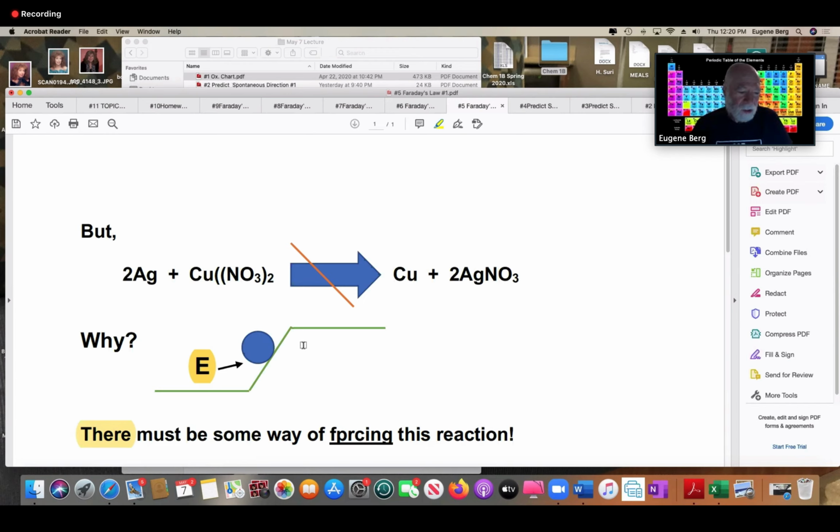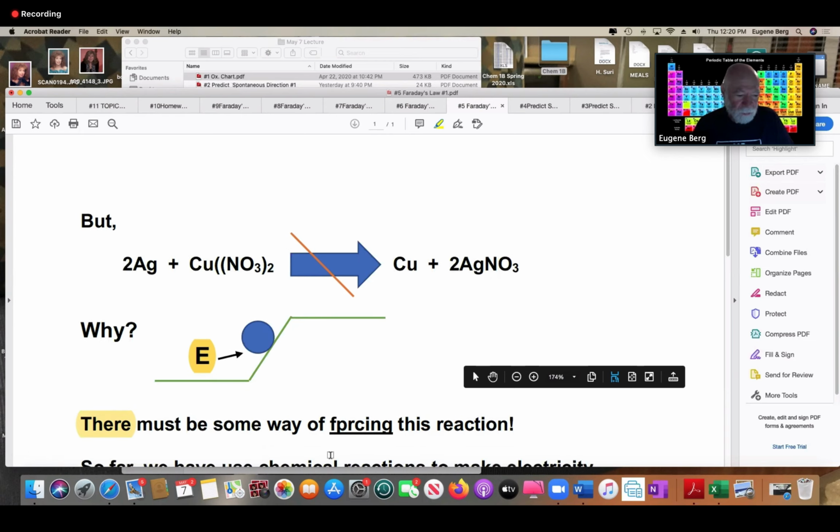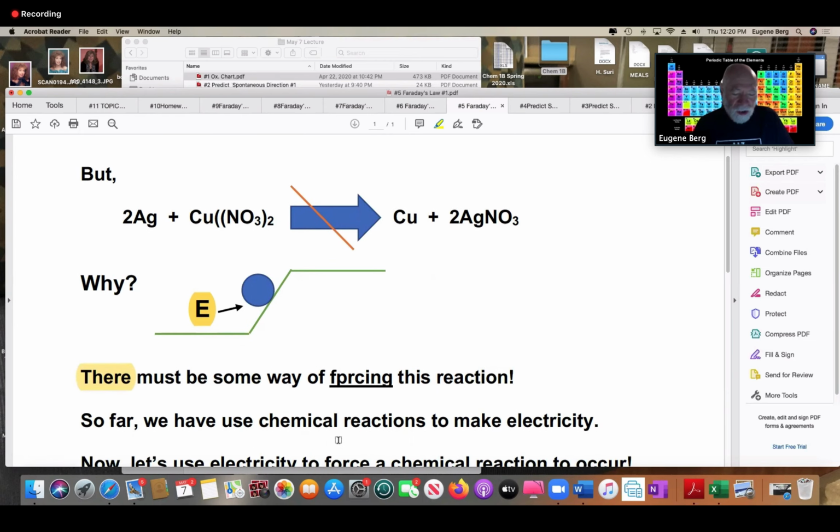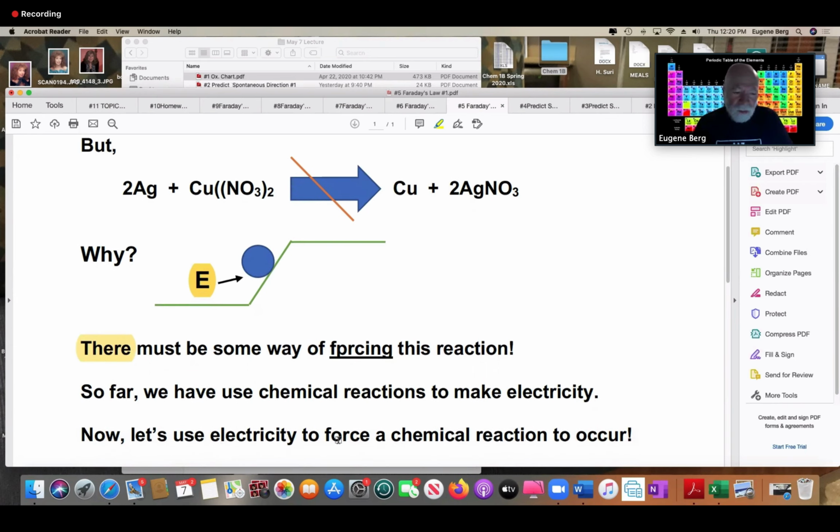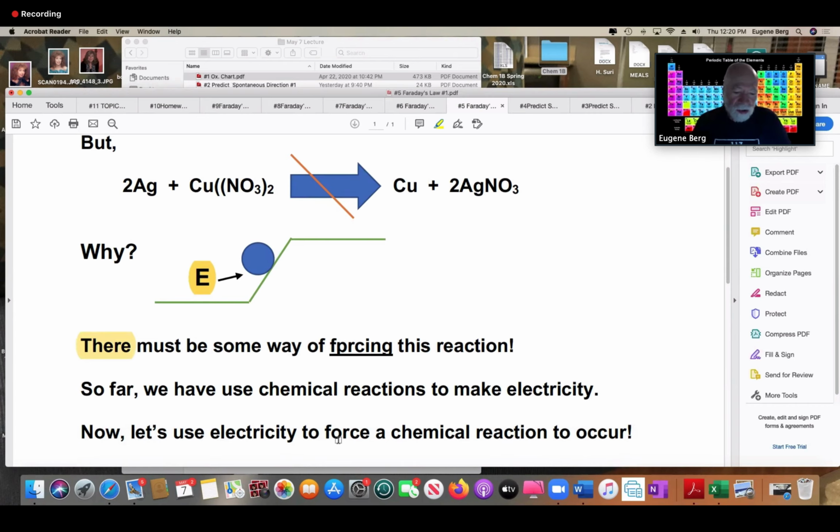Now, the statement below, by the way, why don't you correct my mistake there? It's supposed to say there must be a way of forcing this reaction. So far we've actually used chemical reactions to make electricity. Now we're going to get to the last part of the course. We're actually going to use electricity to force a chemical reaction to take place.